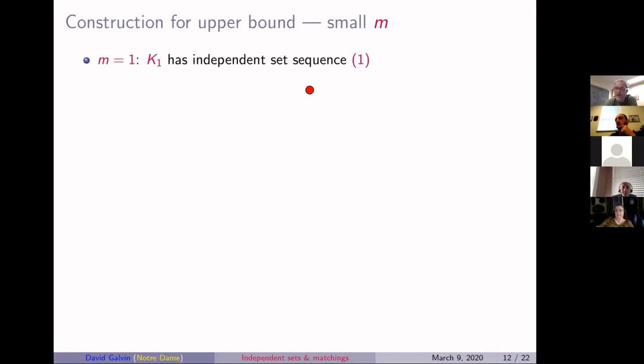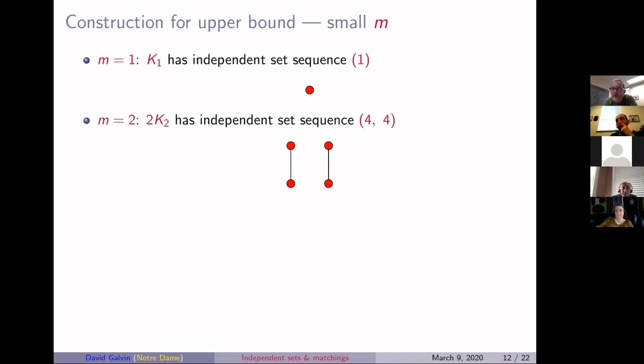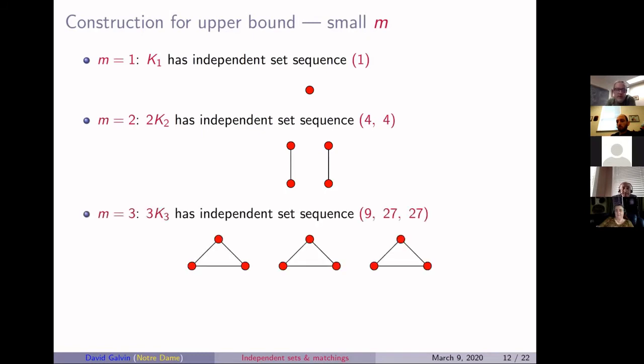Okay, no problem there. For m equals 2, I'm looking for a graph that has maximum independent set size 2. It has 4 vertices and it has 4 non-edges. Well, there's the graph. Just take the disjoint union of 2 edges. Okay, no problem so far. And I'm an optimistic person, so I see a pattern here. So of course, the next thing I'm going to try for m equals 3 is 3 disjoint triangles.